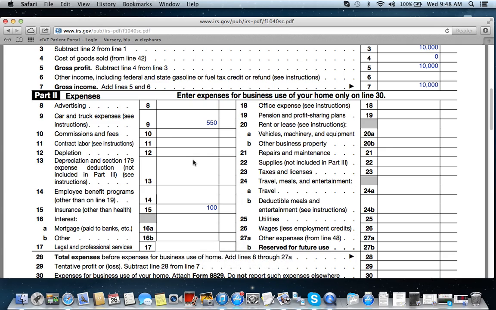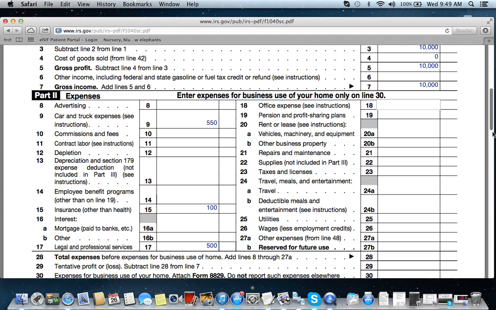17, legal and professional services. This is basically your accounting fees and your lawyer fees is mostly what's going to go under here. What you paid someone to do your tax return last year, your business tax return, and if you had to hire an attorney to do anything. So let's say I paid $500 for a tax return last year.